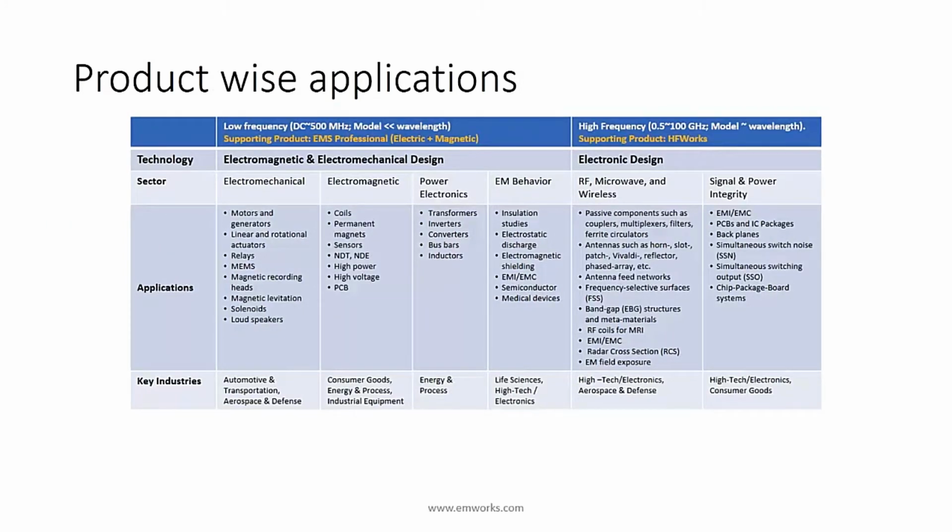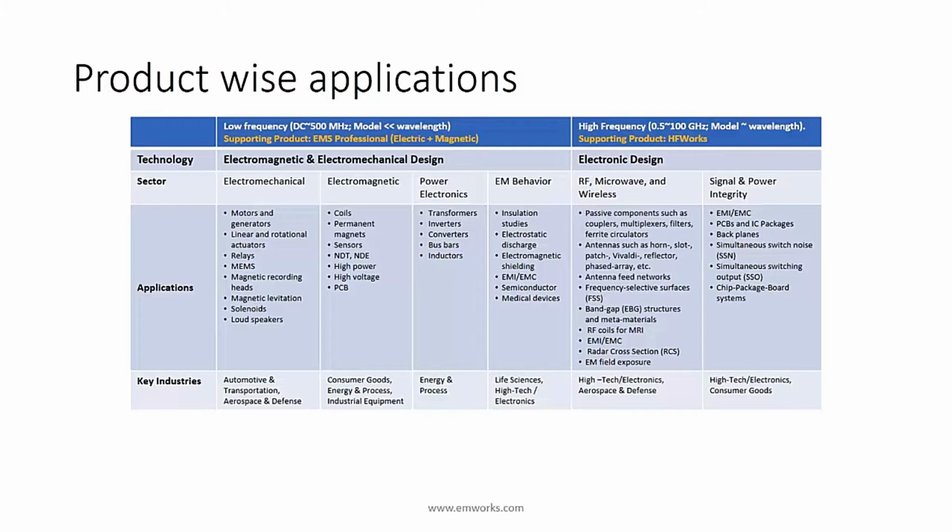Now let us take a look at product-wise applications. Now towards the left you see this low frequency or electromagnetic simulation package, which is called the EMS for SolidWorks, and basically this package can cater to the following industries and applications, starting from electromechanical type of problems where one can do linear actuators, rotary actuators, motors, generators, solenoids, loudspeakers, magnetic devices, levitation devices, etc. And the key industries span across automotive, transportation, aerospace, and even consumer products.